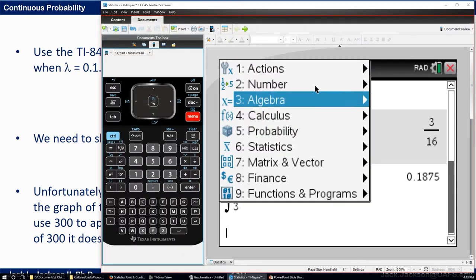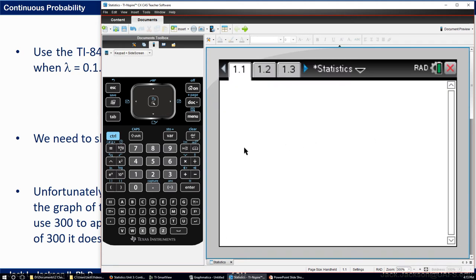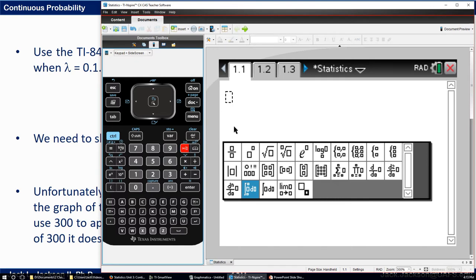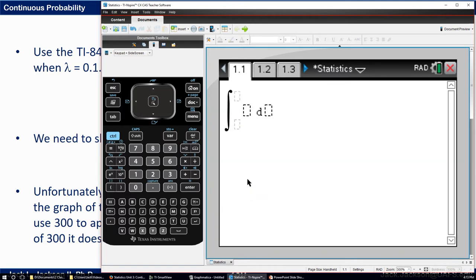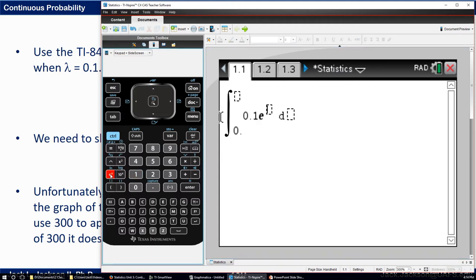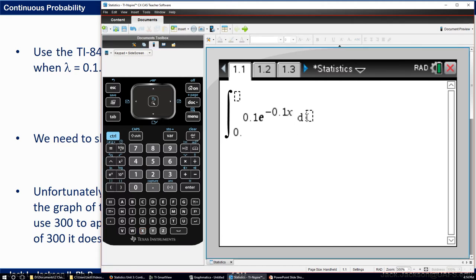Let me clear out some stuff here and start with a clean screen. Now we can show this is a legitimate PDF, number one, by looking at the graph and seeing that the y values are always on or above the x-axis, zero to the left and positive to the right. And then we want to make sure that when we integrate or find the area of all of the graph, we put the PDF function here. This should be 1. So this is e to the power negative 0.1x dx, and the part of the graph that has a non-zero probability is from 0 to infinity.